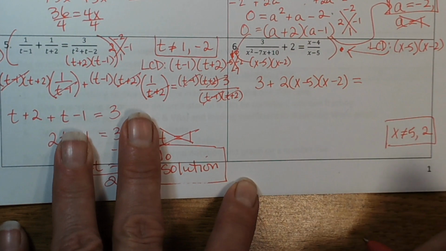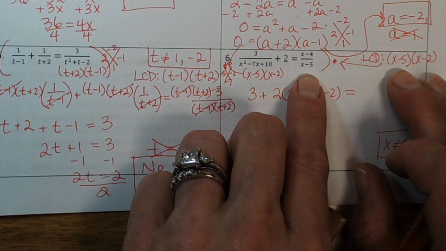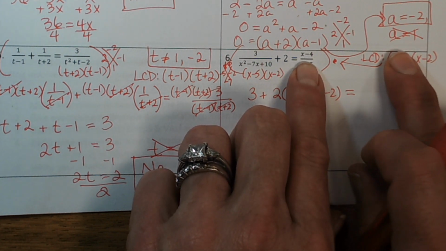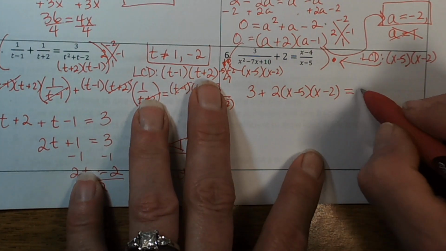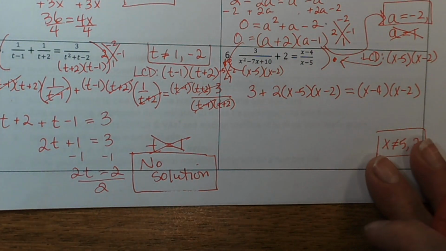Now I have my equal sign, and I think, okay, if I multiply this by this, those x minus 5's are going to go away. So what would I have left? I would have an x minus 4 and an x minus 2. All right, now I just need to simplify.